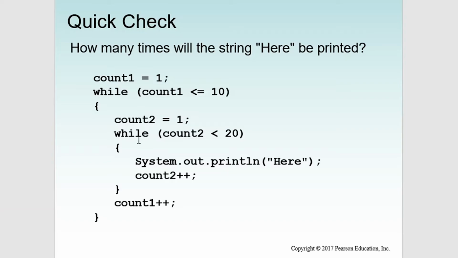Then inside of your inner loop, you're saying while count 2 is less than 20, print here and then increment count 2. They're setting count 2 equal to 1. But notice that this is not a less than or equals to, so that means you're going from 1 to 19. This inner loop is only going to run 19 times and not 20 times. This outer loop is going to run 10 times. So this is going to run 190 times, and here's the result.